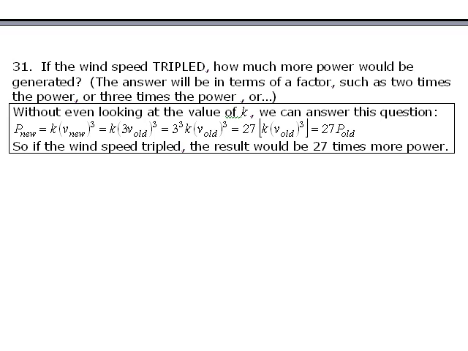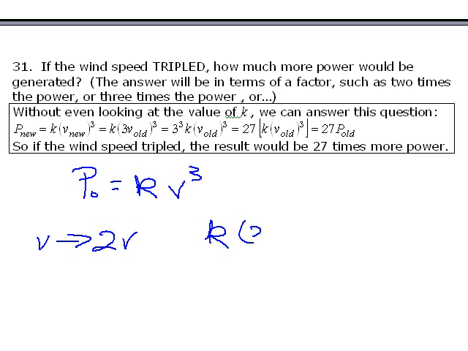So now if we double it, we'll do the same thing. Here's my original problem. Whatever k is, I don't care. And here's my velocity cubed. Now I want the velocity to be doubled. This becomes twice what it is. Put that in the equation and see what happens. 2v cubed. Well, when I cube the 2, it's an 8. So this becomes 8v cubed. That means you get 8 times more power.